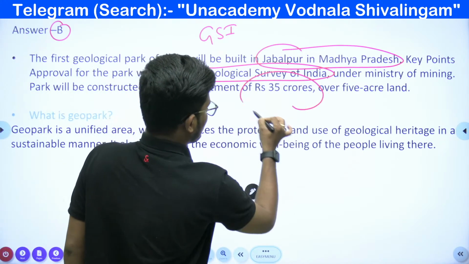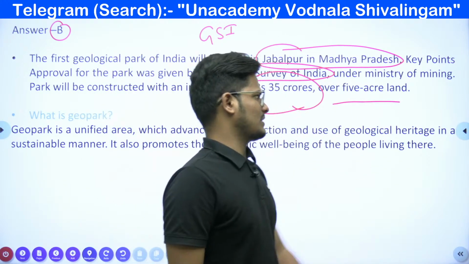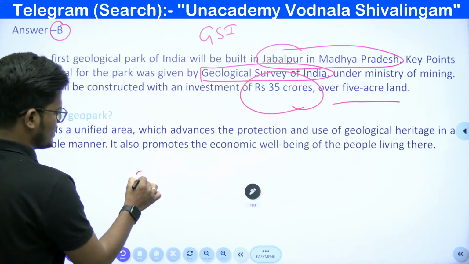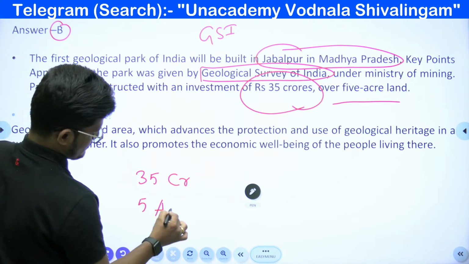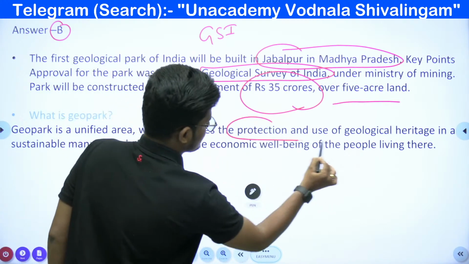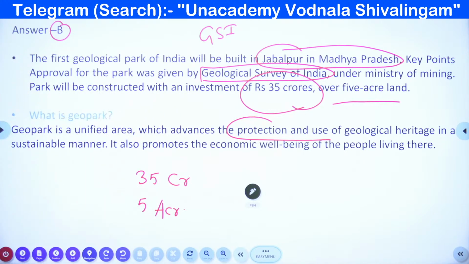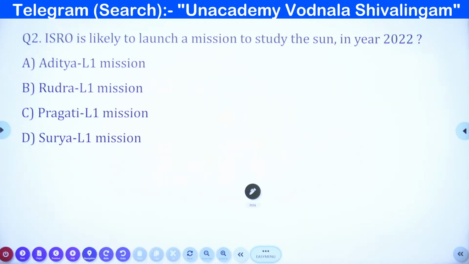With 35 crores of investment over 5 acres of land, this geological park is being built. So 35 crore rupees, 5 acres of land. It is a unified area which advances the protection and use of geological heritage in a sustainable manner. It will promote the economic well-being of the people who are living there in Jabalpur.